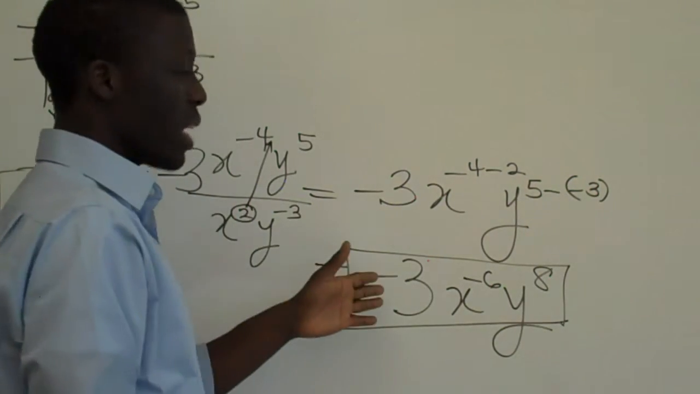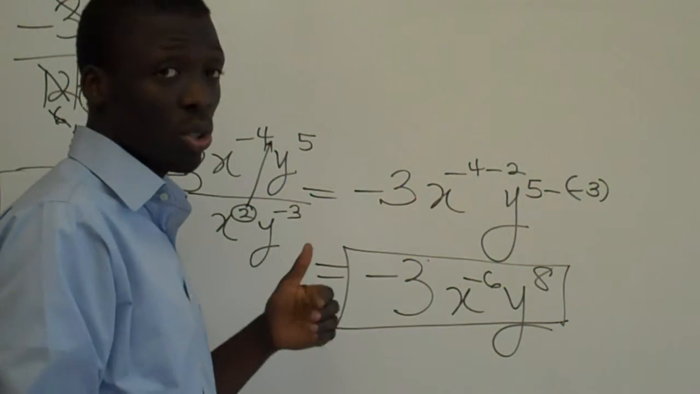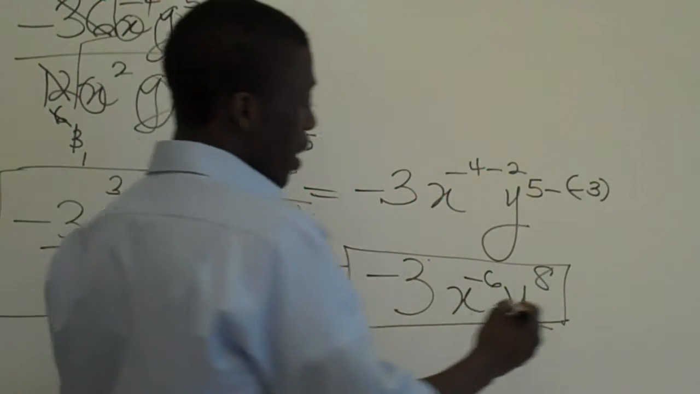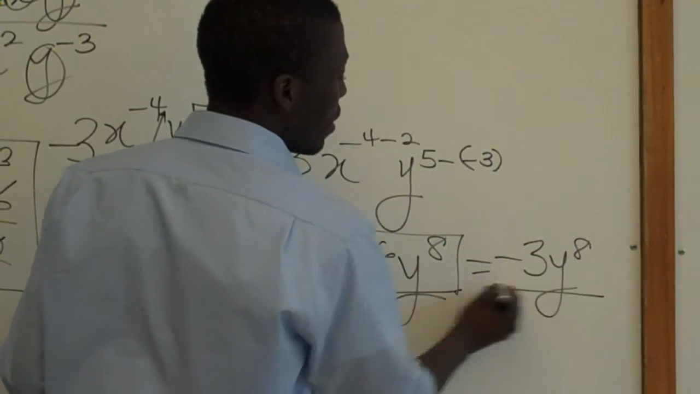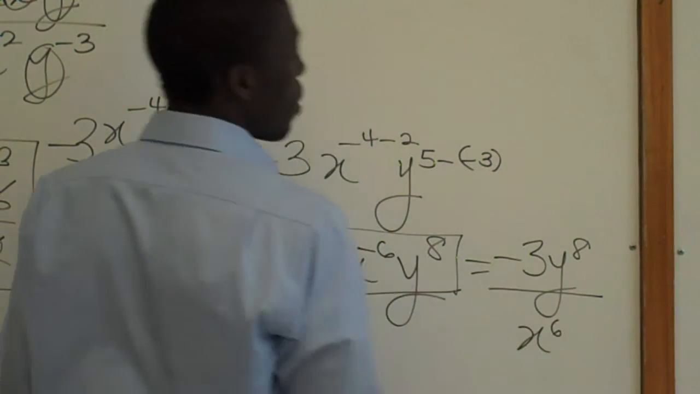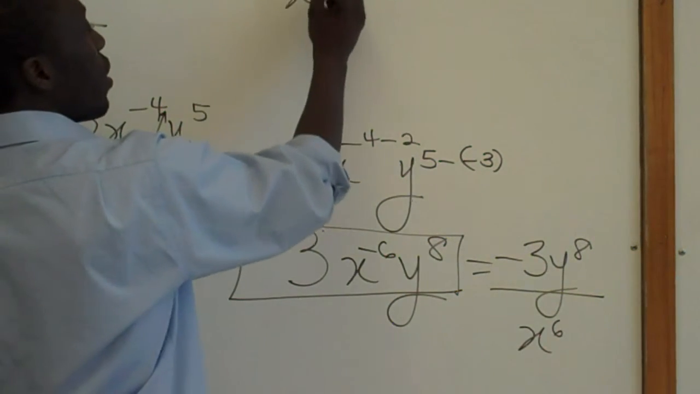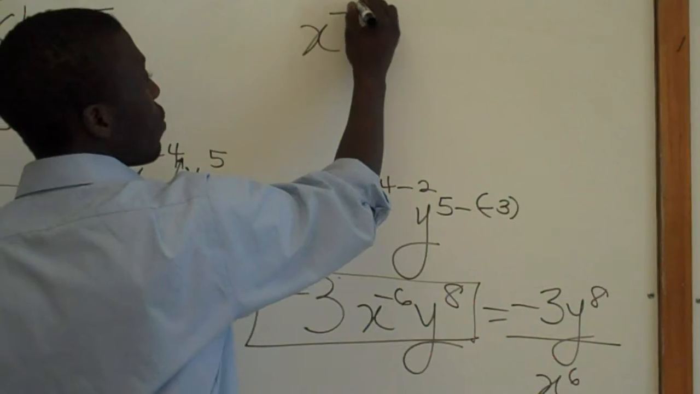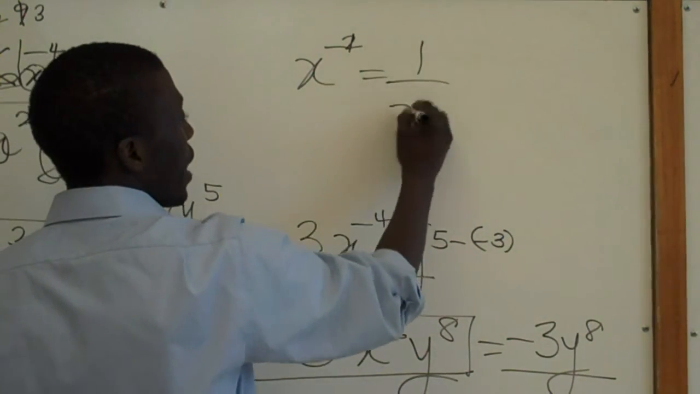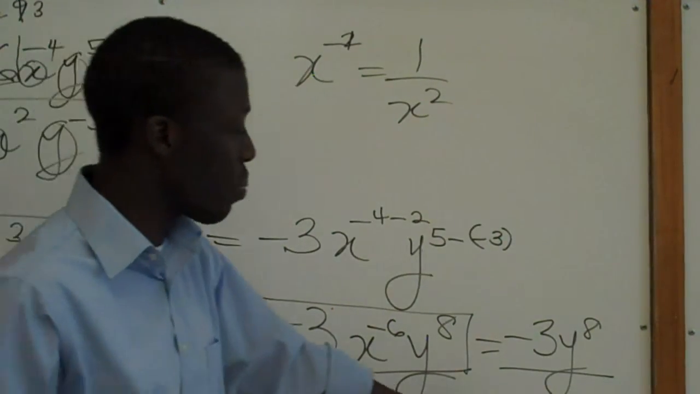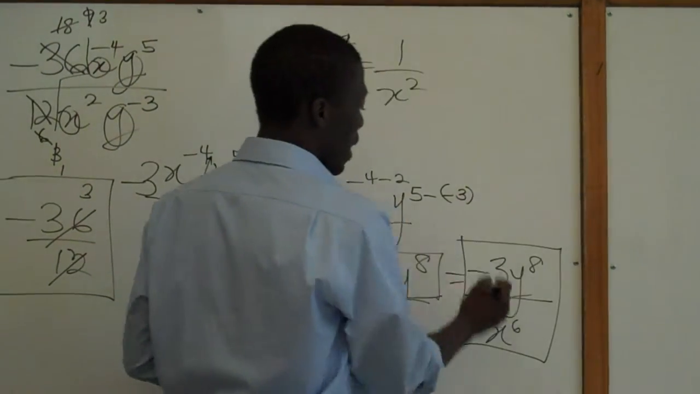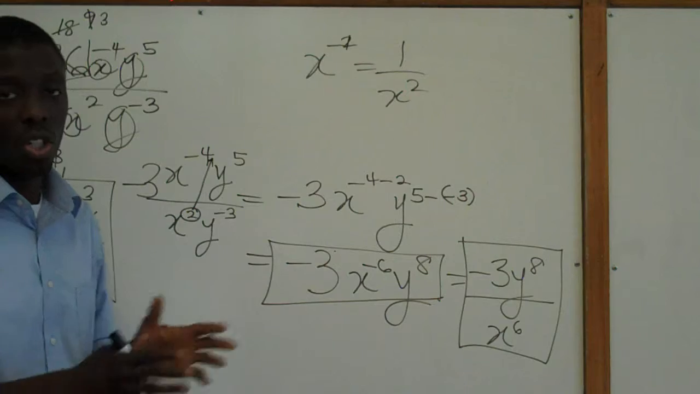This can be considered the answer to the problem, but what I want to encourage you to do is to go all the way and simplify. When you simplify, it becomes minus 3 y to the 8th power divided by x to the 6th, because according to the law that we learned earlier, x to the power negative 2 is the same thing as 1 over x squared. So using that same principle, we can bring this x to the bottom, and this will be the answer that we have. So that's how you do such a problem on the homework.